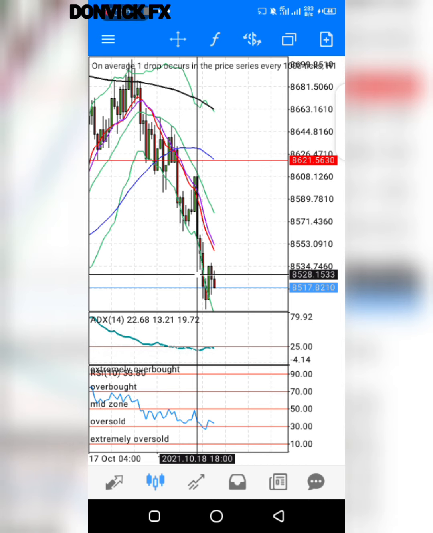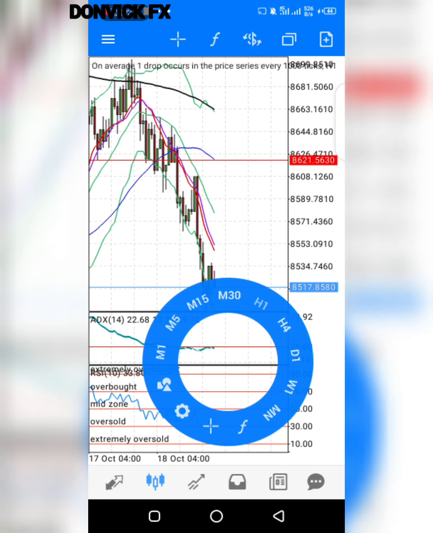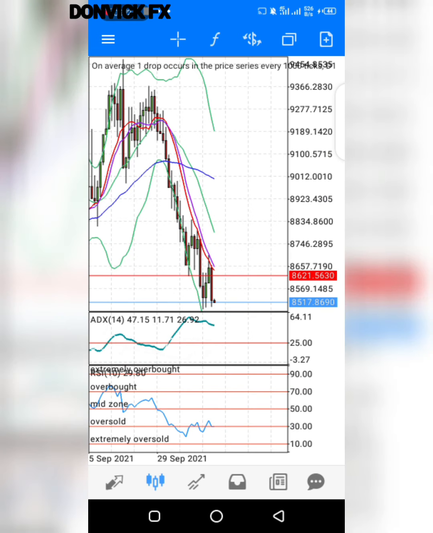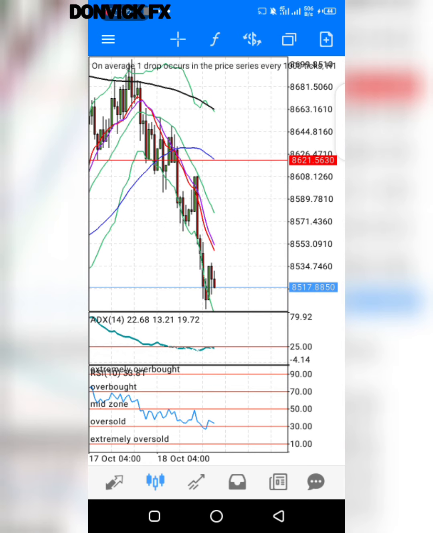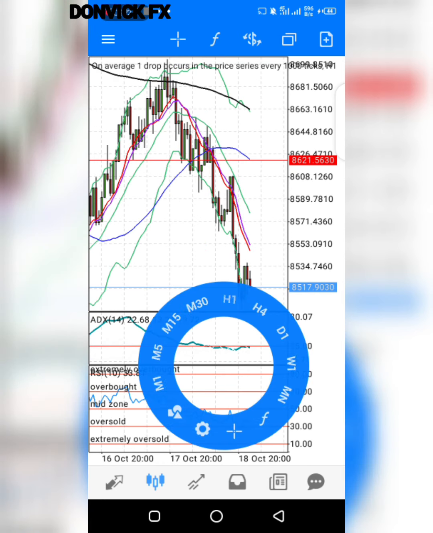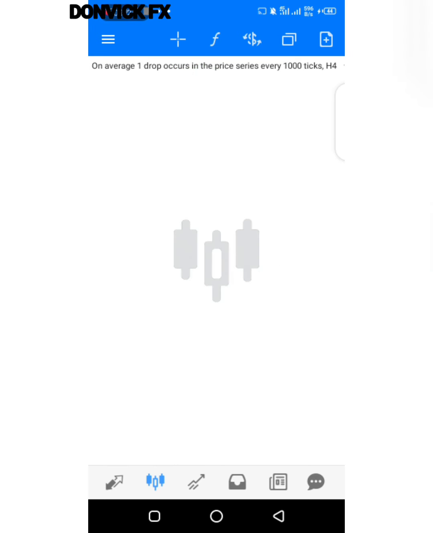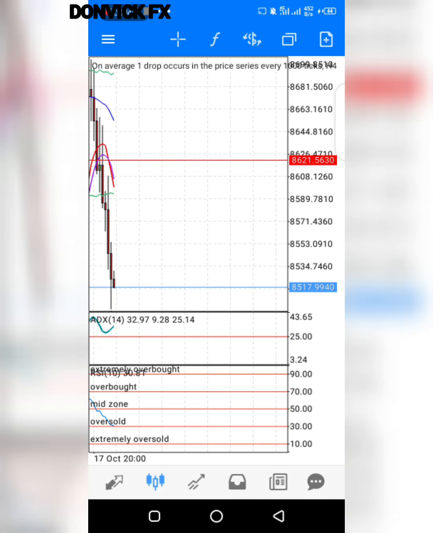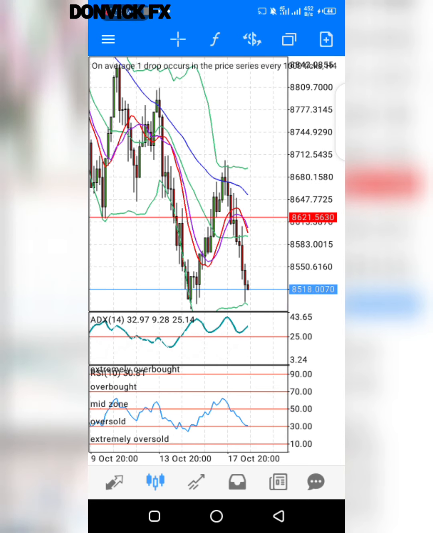And please, when trading that, always try as much as possible to determine the trend of the market. If it's in a downtrend or if it's in an uptrend, always try as much as possible to determine it. If it's in a downtrend, it gives you more precise accuracy than when it is in an uptrend.